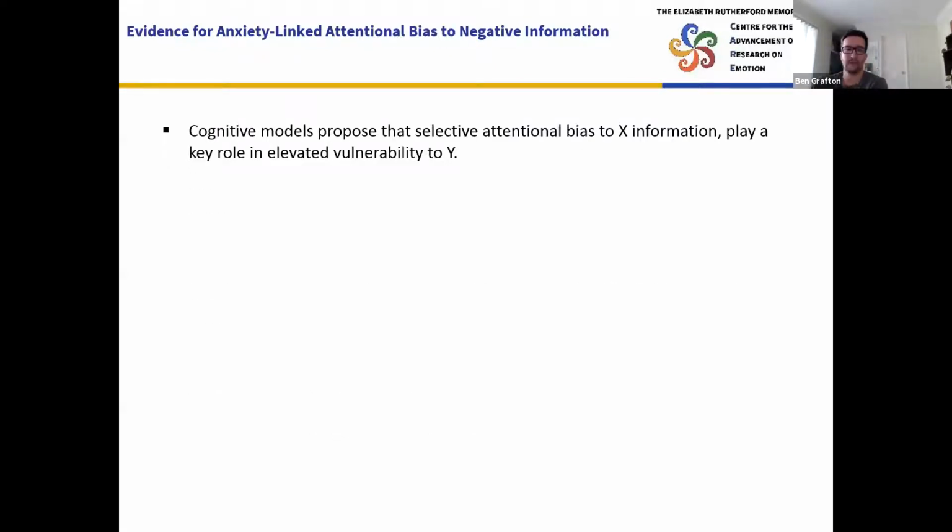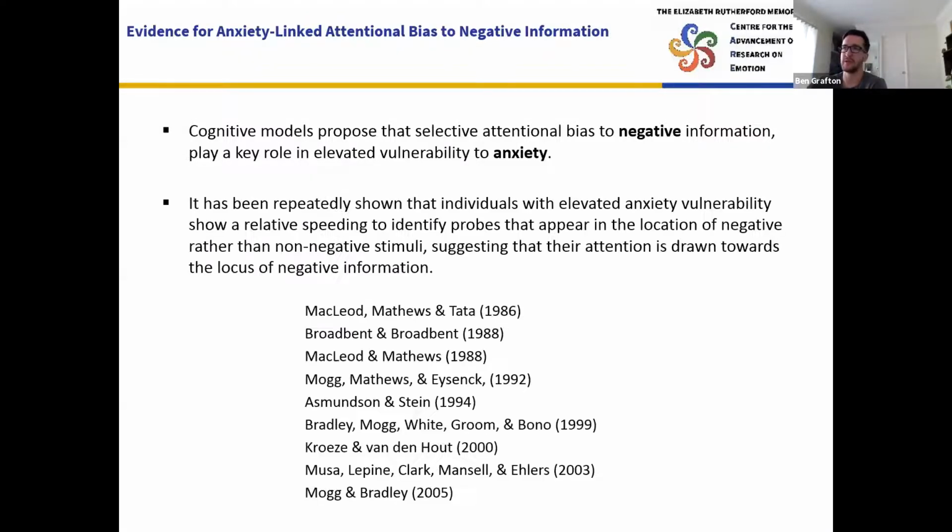So, as I was saying, cognitive models propose within anxiety that an attentional bias to negative information plays a role in elevated vulnerability to anxiety. And it's been shown across 30 odd years now that individuals with elevated anxiety vulnerability, whether that's because they're scoring high on a measure of trait anxiety, or because they have the presence of a clinical diagnosis of anxiety, whether it's GAD, social anxiety, whatever, are speeded to process probes that appear in the location of negative information.